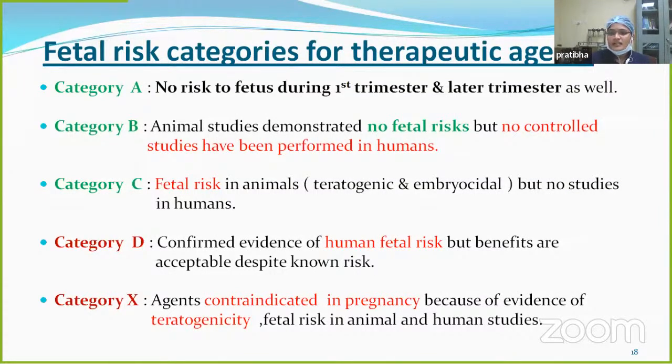And most of the anesthetic drugs belong to category B and C, and some of the drugs which belong to category B are methotrexate, propofol, enflurane, isoflurane, desflurane, sevoflurane, lidocaine, ropivacaine, and fentanyl.